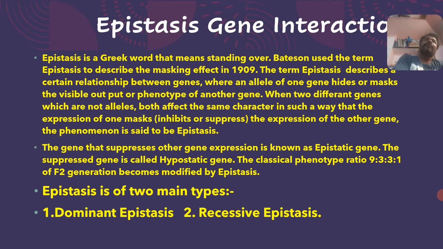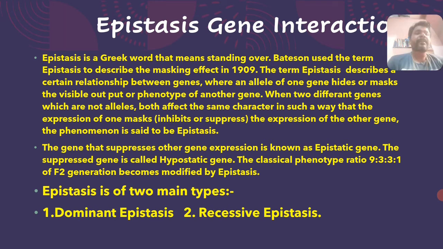What is an epistatic gene and what is a hypostatic gene? The hypostatic gene is the gene which is suppressed by the epistatic gene. The epistatic gene is the one that suppresses another gene by its own expression. The classical phenotypic ratio of 9:3:3:1 in the F2 generation becomes modified by epistasis.